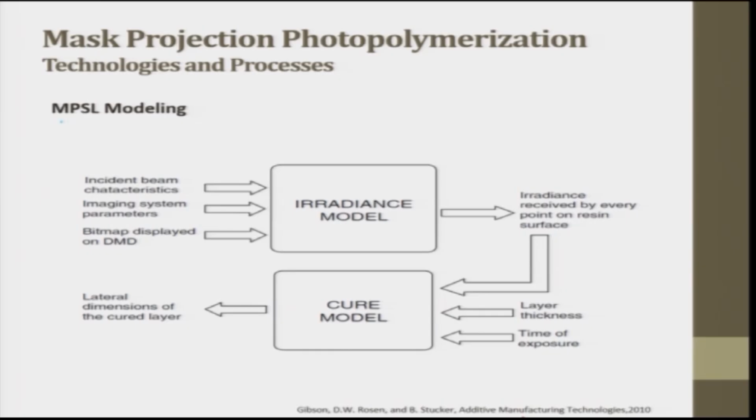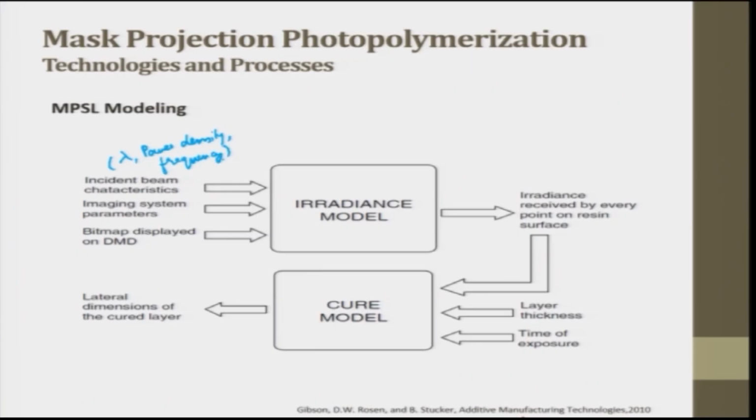Mask projection photopolymerization, which can be written as MPSL modeling. So we have an irradiance model and we have a curing model. For the irradiance model, incident beam characteristics are very important. So here we talk about lambda, power density, and frequency.